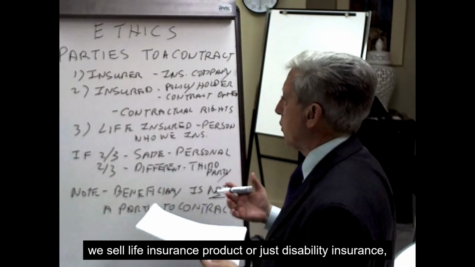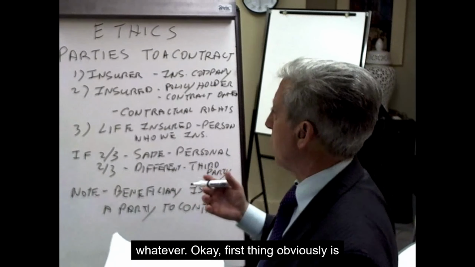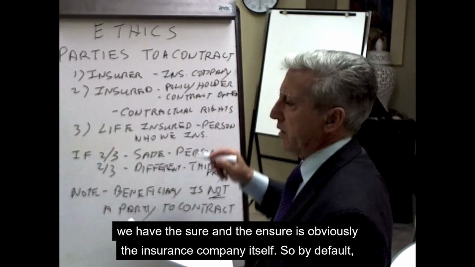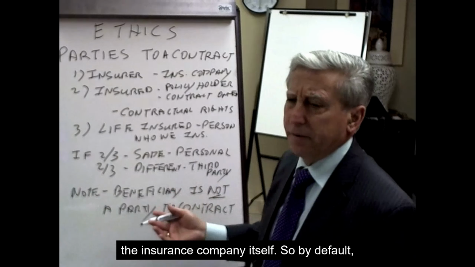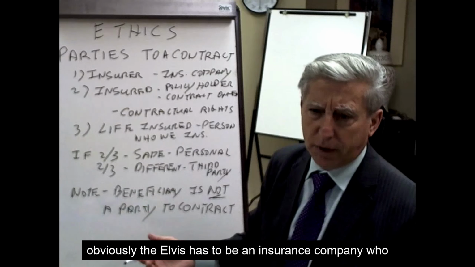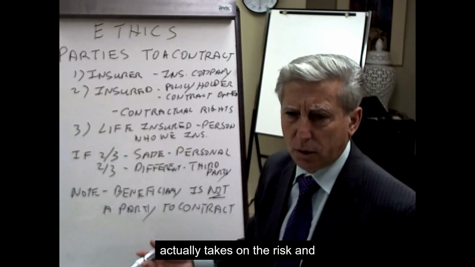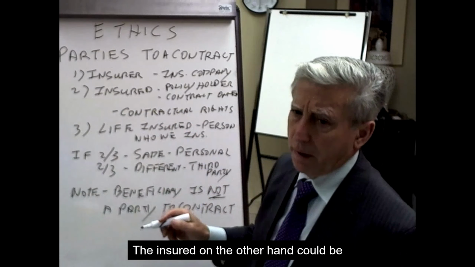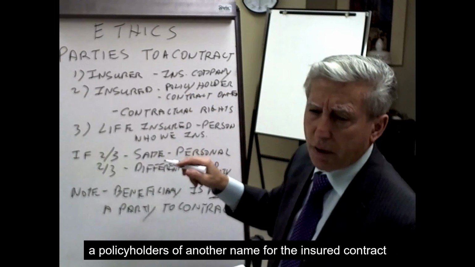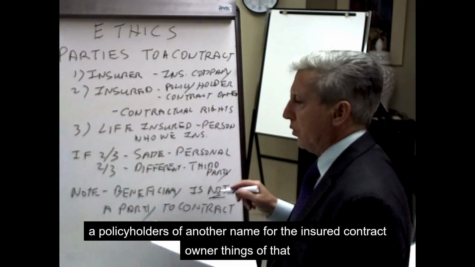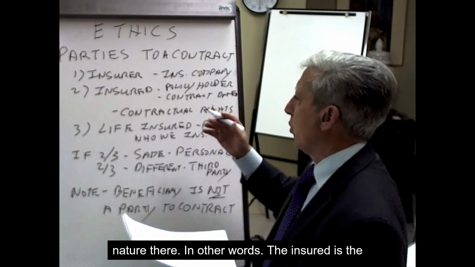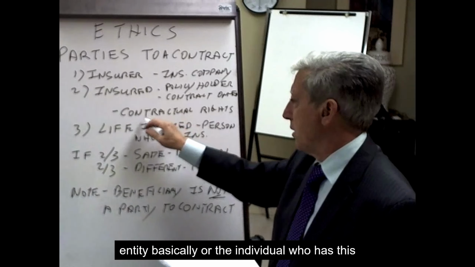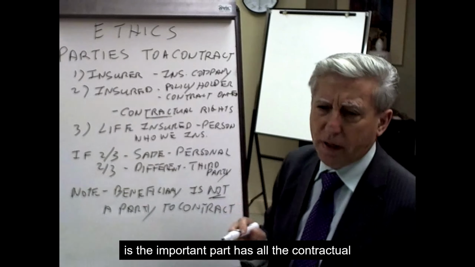So when we sell a life insurance product or disability insurance, whatever, the first thing obviously is we have the insurer, and the insurer is obviously the insurance company itself. So by default, there always has to be an insurance company who actually takes on the risk. So the insurer is always there. The insured, on the other hand, could be a policyholder, which is another name for the insured, or contract owner, things of that nature. In other words, the insured is the entity, or the individual, who has, and this is the important part, all the contractual rights.